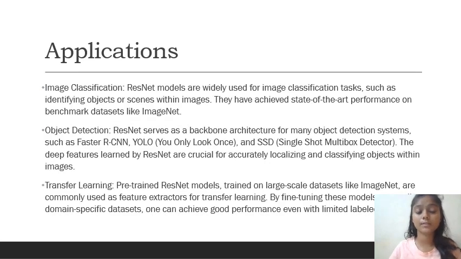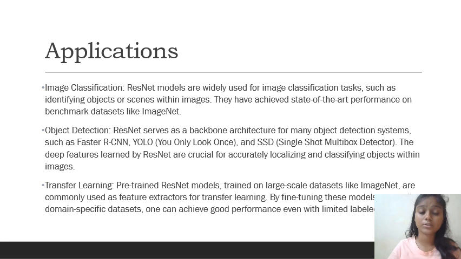Applications. Image classification: ResNet models are widely used for image classification tasks such as identifying objects or scenes within images. They have achieved state-of-the-art performance on benchmark datasets like ImageNet.